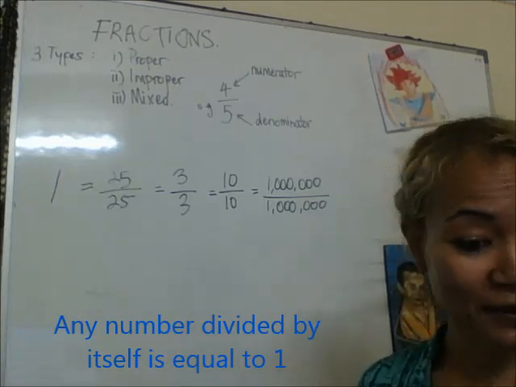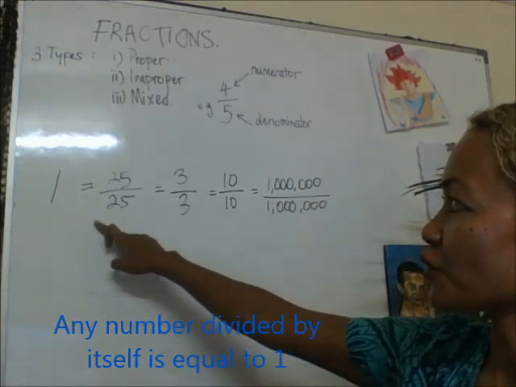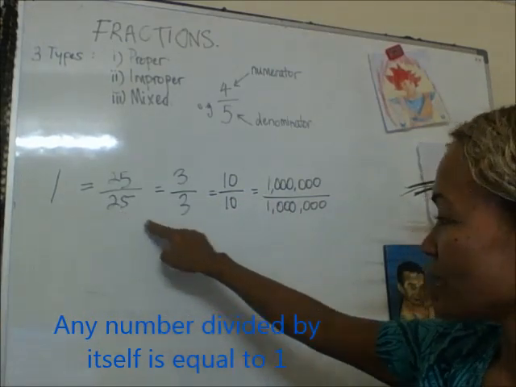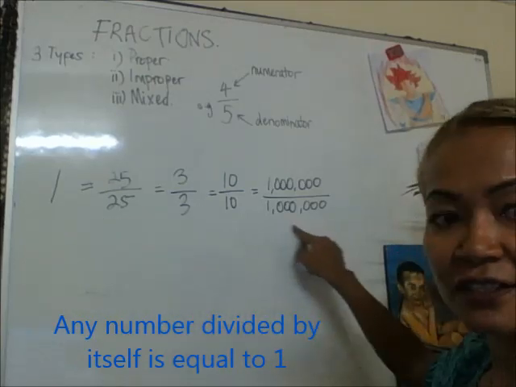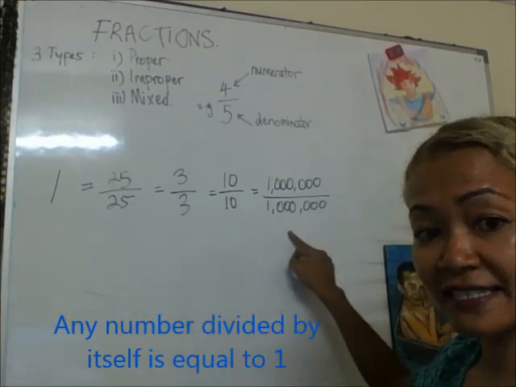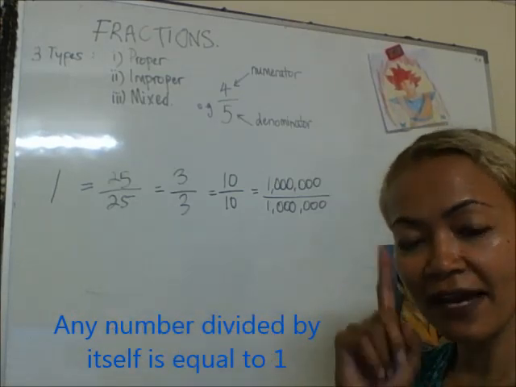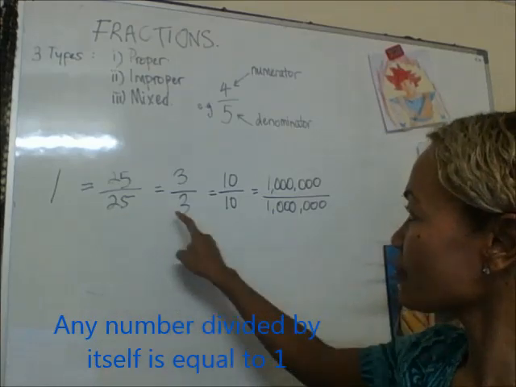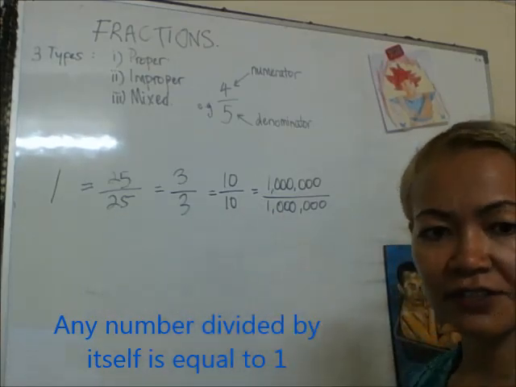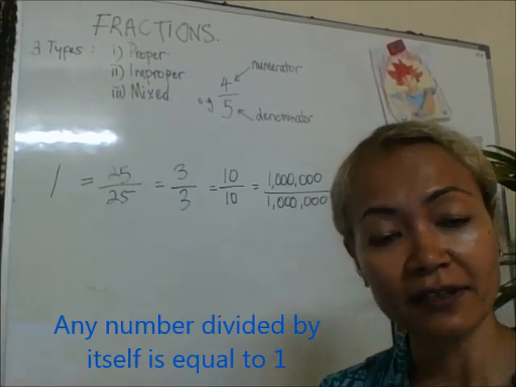Okay. Now we'll move on to something that's related to this, because I have shown you a whole series of fractions. These are all different fractions, but they all have the same value, and that is 1. The value is 1. So all of these are equivalent fractions. That leads us on to the next part of this, which is equivalent fractions.